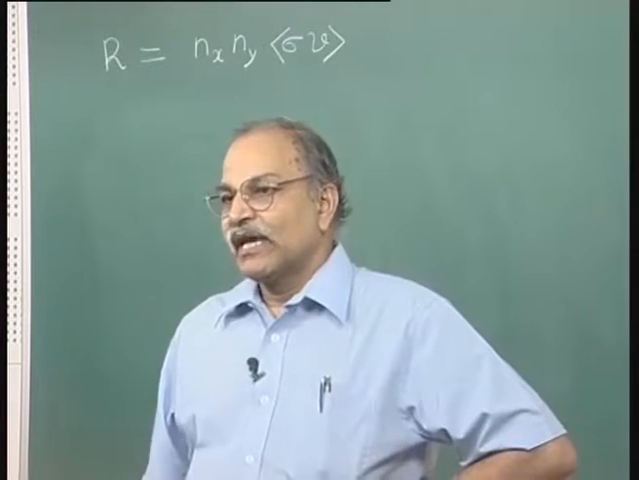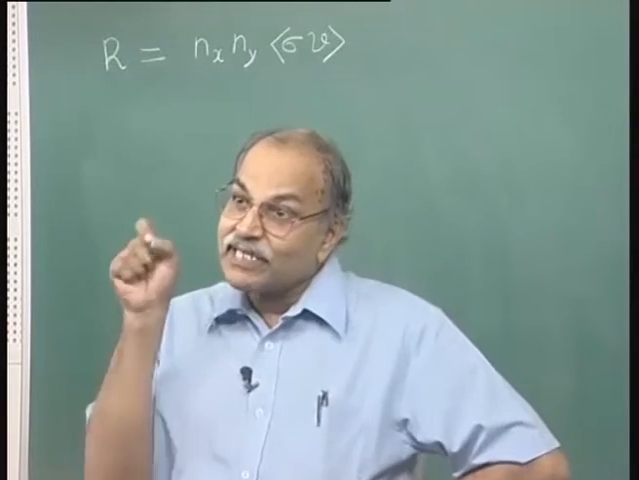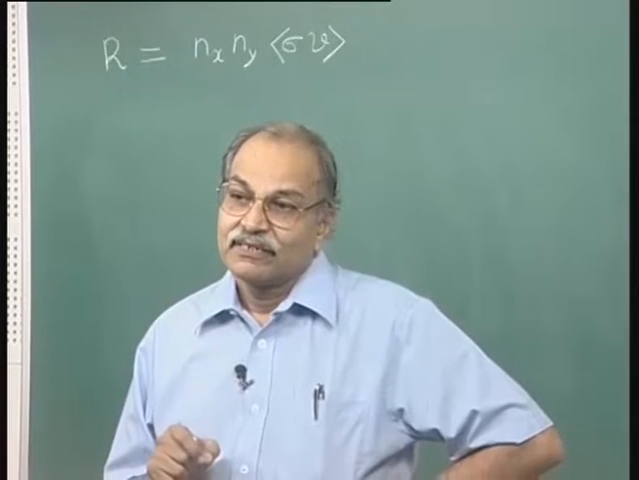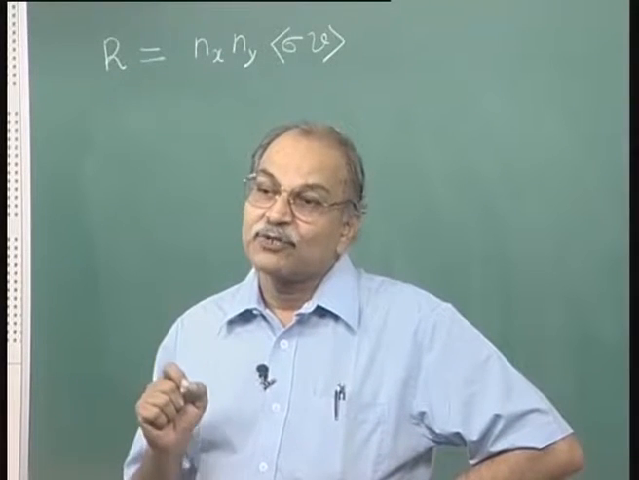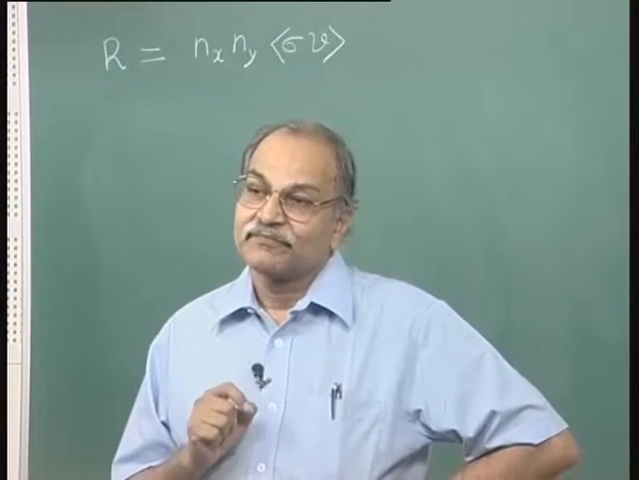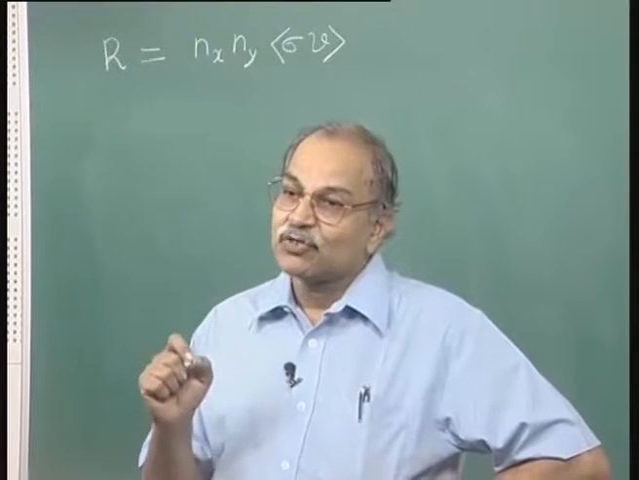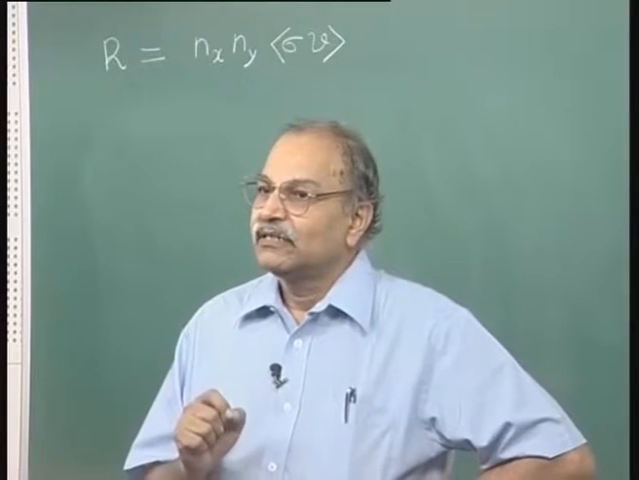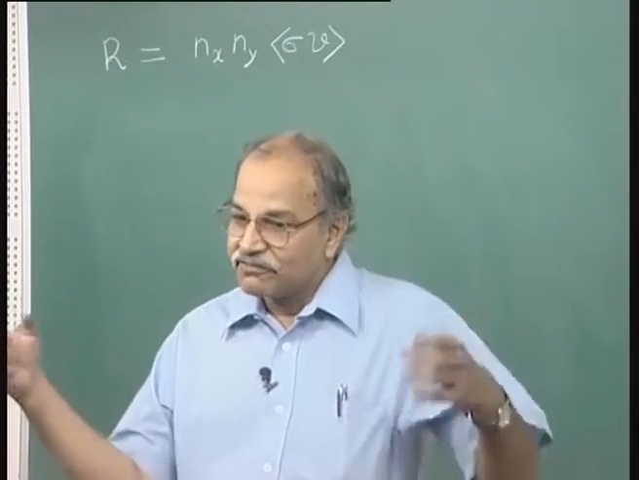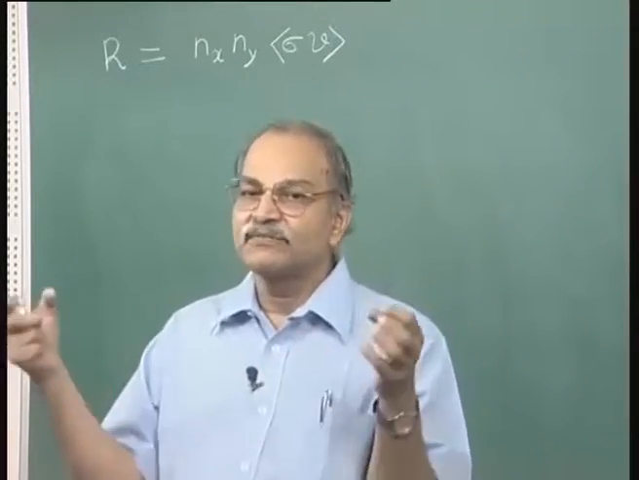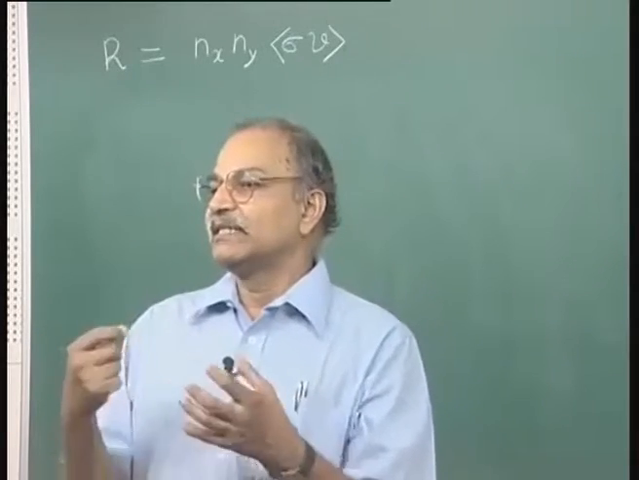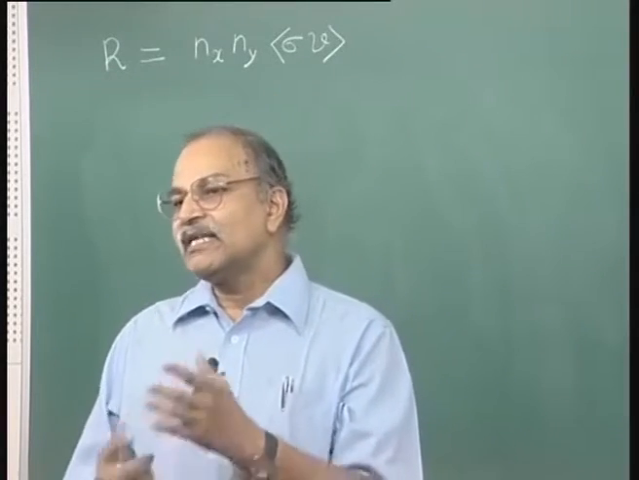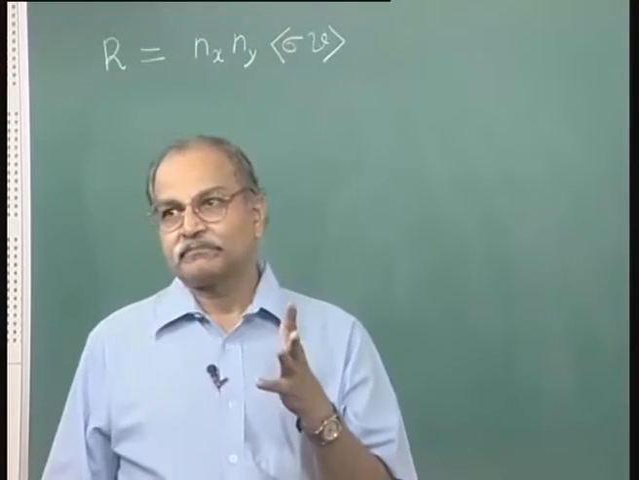And I have put sigma also inside the angular brackets. This is because sigma also depends on velocity, and the dependence of the cross section of fusion on the relative velocity of these two particles which are trying to fuse with each other has two components.